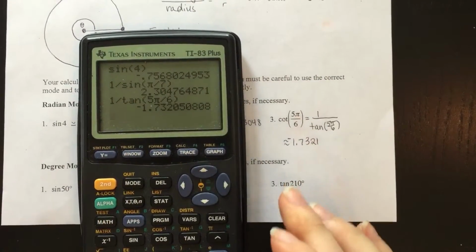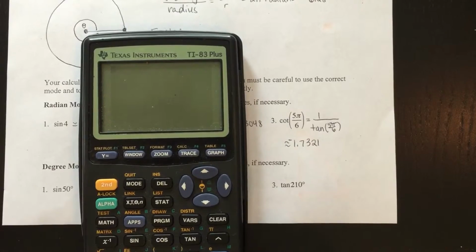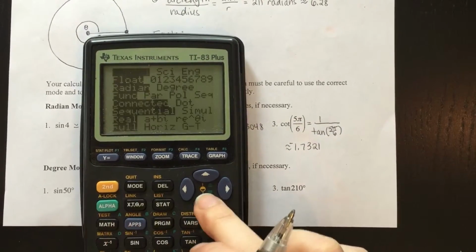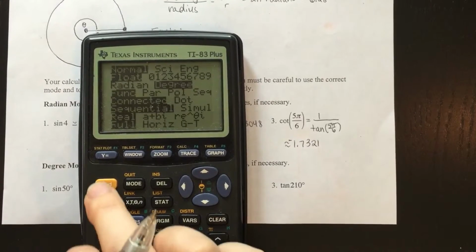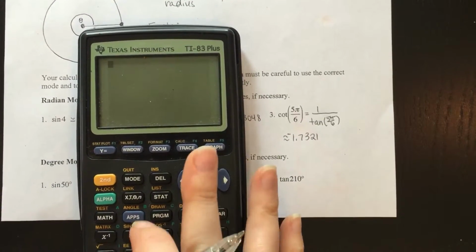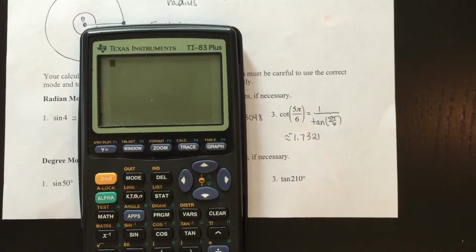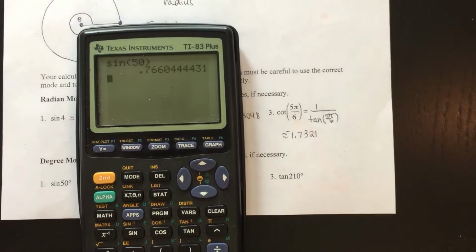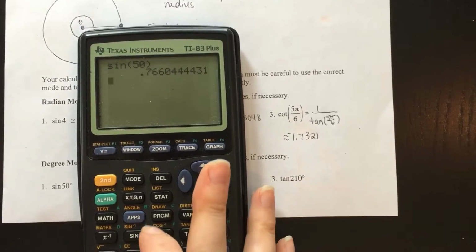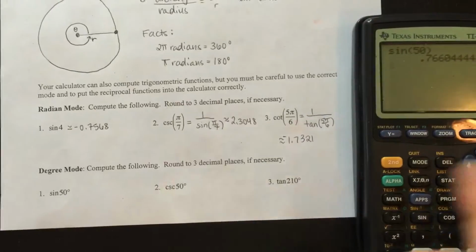Okay, so now it's time to switch modes because I'm going to do the next in degrees. So if I go back to my mode button, I'm going to come over and hit degree and then clear out of that screen. The first one wants me to do the sine of 50 degrees. That's going to give me 0.7660 if I round.